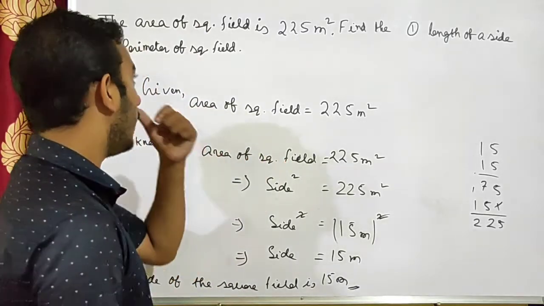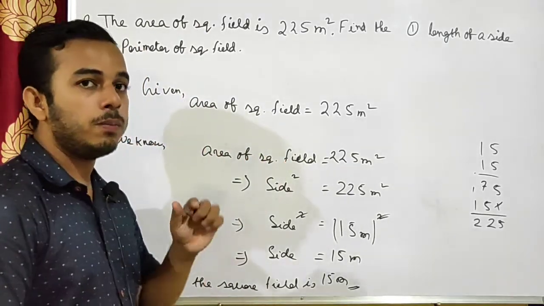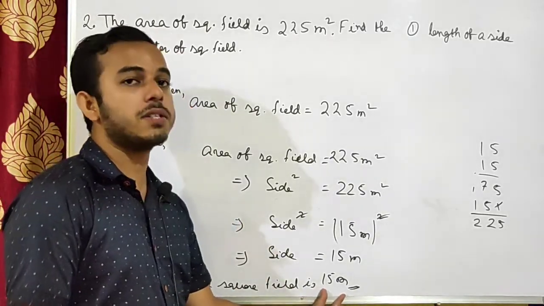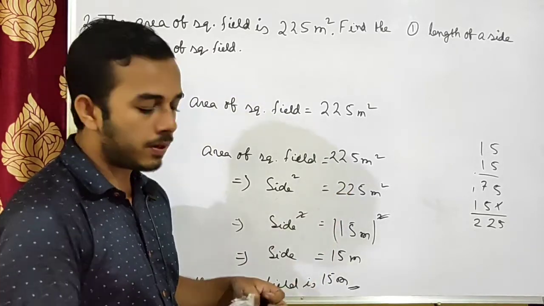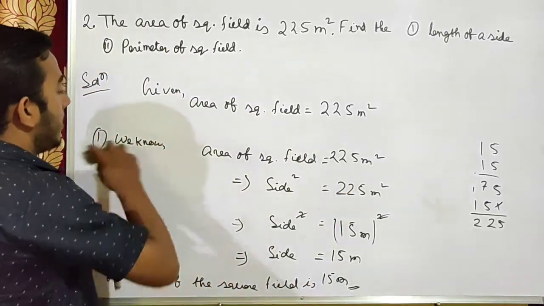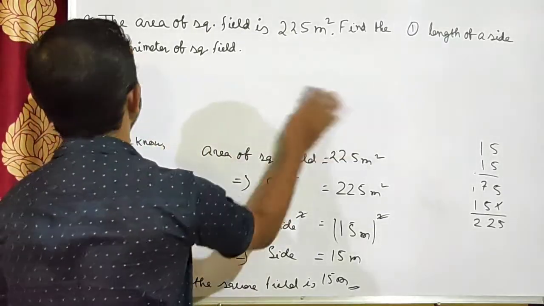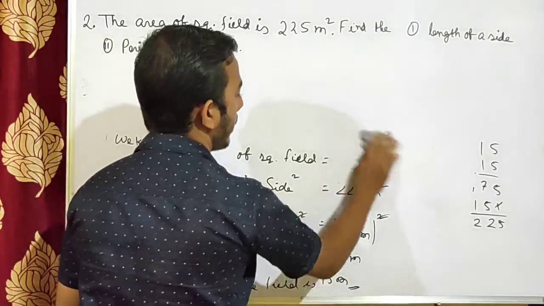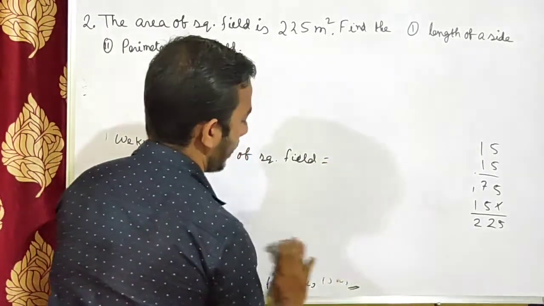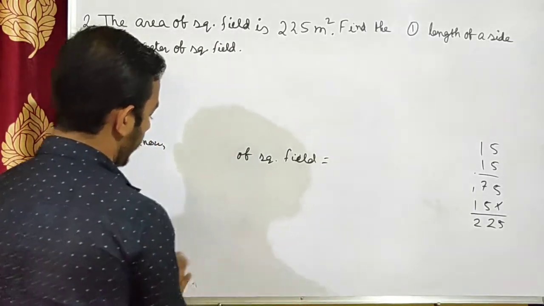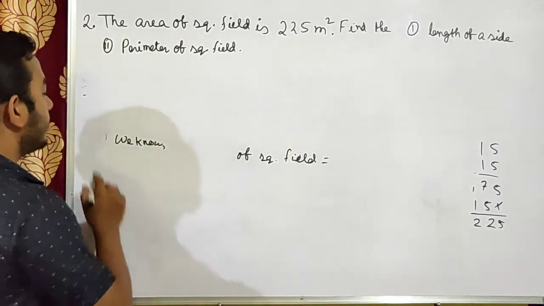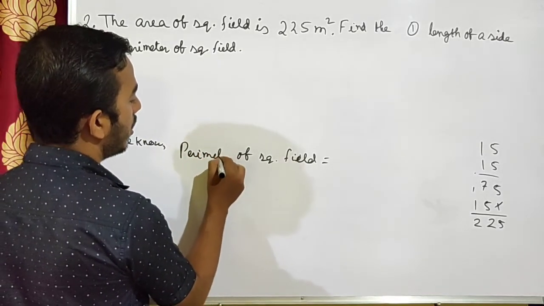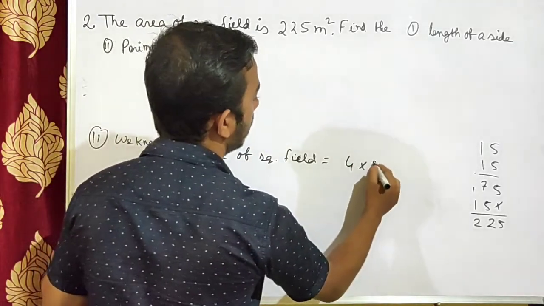Now our next step is the perimeter of the square field. To find the perimeter we have to know the side. Here we have found the side, that side is 15 meter. Now we can easily find the perimeter also. Perimeter of square field is what? 4 into side, isn't it?